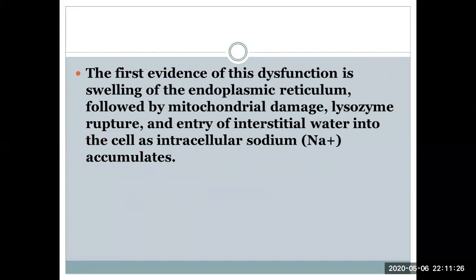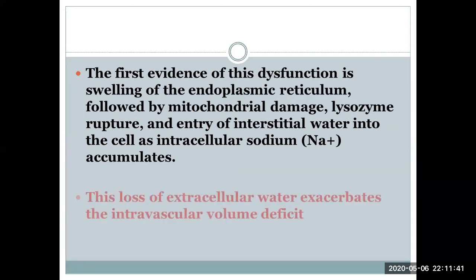Okay, the first evidence of this dysfunction is a swelling of the endoplasmic reticulum, followed by mitochondrial damage, lysosomal rupture, and entry of interstitial water into the cells, as the intracellular sodium accumulates. So the loss of extracellular water exacerbates the intravascular volume deficiency. That's why these patients present to you intravascularly depleted and in need of a large amount of fluid resuscitation, as you go on to restore their intravascular volume, restore their circulation, and ensure good tissue perfusion. And this is the pathophysiological explanation of that.